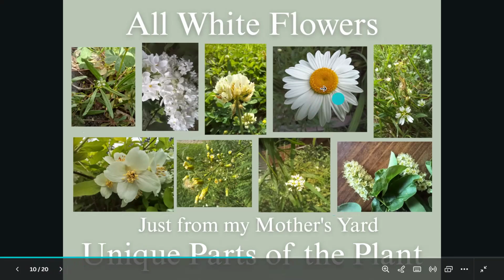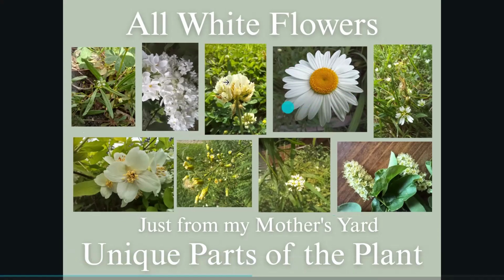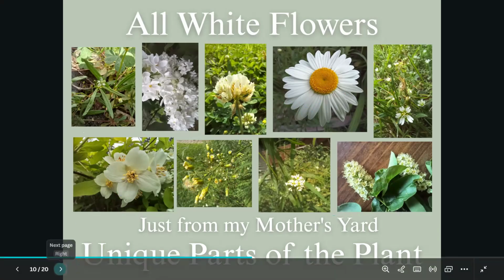But they are all obviously very, very different. Like this is an aster, an asteraceae. This is a clover, so it's a fabaceae. This is actually the chokecherry that we looked at. And this one is fluffy like a dandelion. So they're all very, very different, but they're all white flowers.